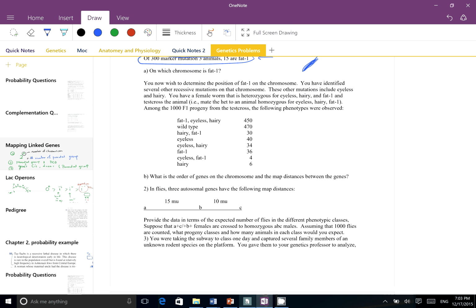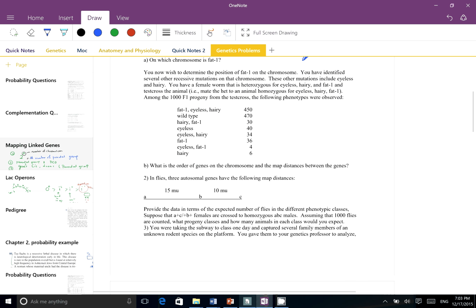Then here's the question where you have to do the mapping. So first thing I'm going to do, even though I said number 2 is figure out your parental group, it should be number 1. So here is my parental group, and here is my double crossover. Parental groups will have the biggest number, and my double crossover would be my smallest number.